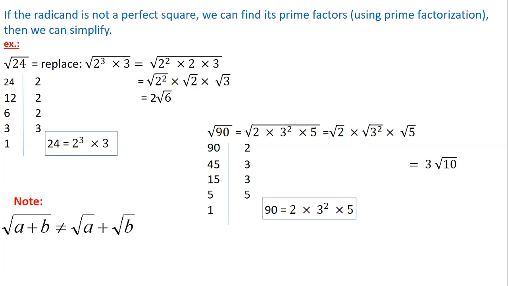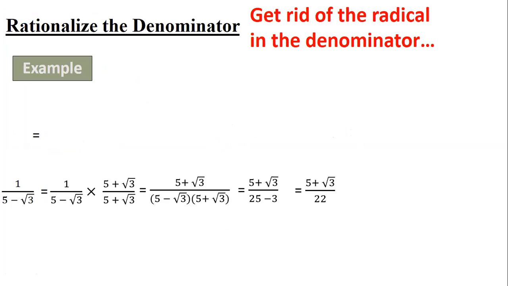If we have a big radical a plus b, it cannot be split into 2 radicals. And if we have radical a minus b, it cannot be split into 2 radicals. We can only split in the case of division of 1 radical and multiplication. Now we will learn how to rationalize the denominator.